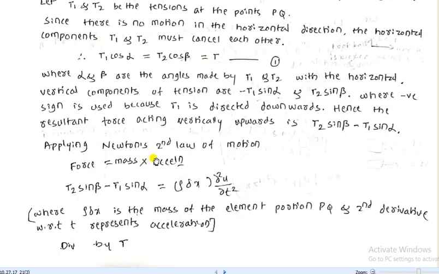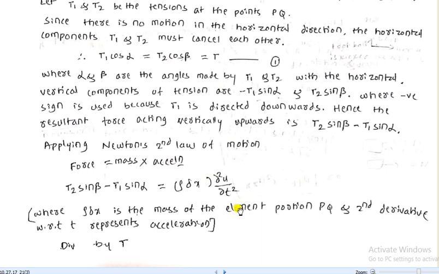Then we apply Newton's second law of motion. You know that Newton's second law is force is equal to mass into acceleration. So here force is taken as T2 sin beta minus T1 sin alpha, mass is rho into delta x, and acceleration is the second partial derivative of u with respect to t, that is dou square u by dou t square.